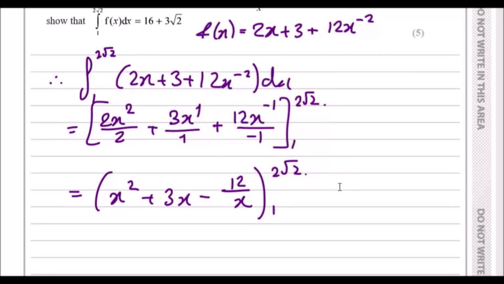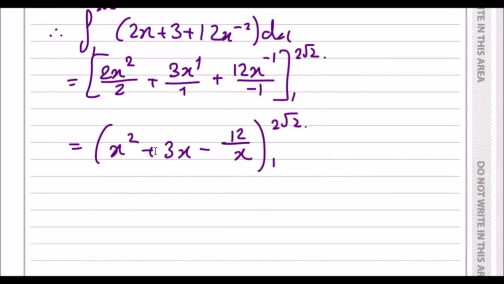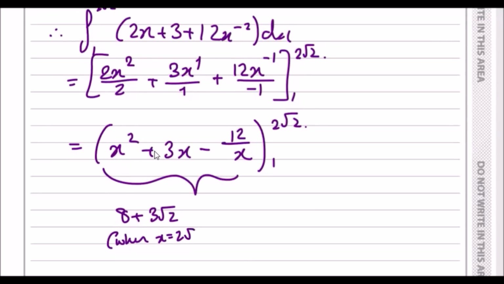If you put 2 root 2 in at once, what do we get? Just to show an exam-style way, do it like this. When x is 2 root 2, you should get the answer squared plus 3 times the answer minus 12 times the answer. You should get firstly 8 plus 3 root 2. You can put it underneath: when x is 2 root 2.